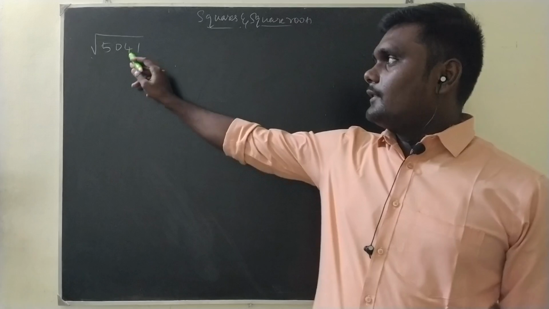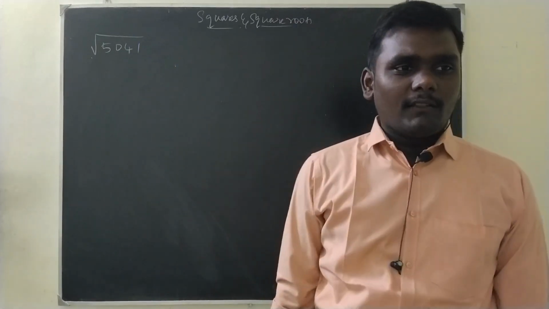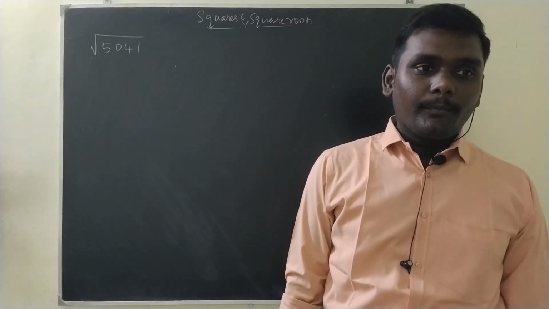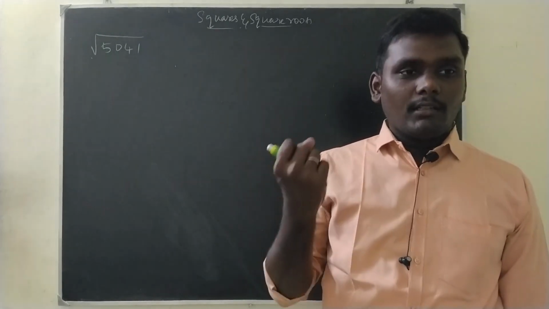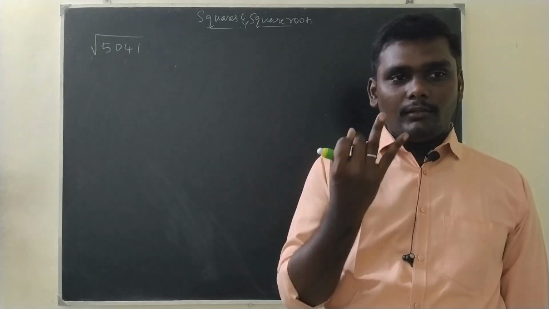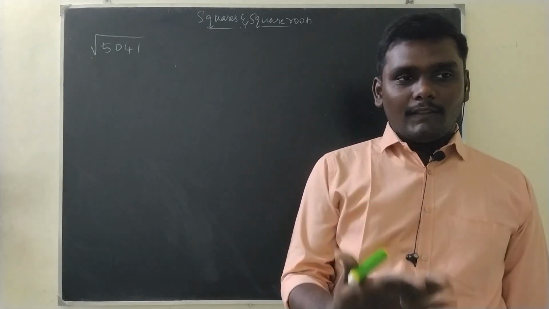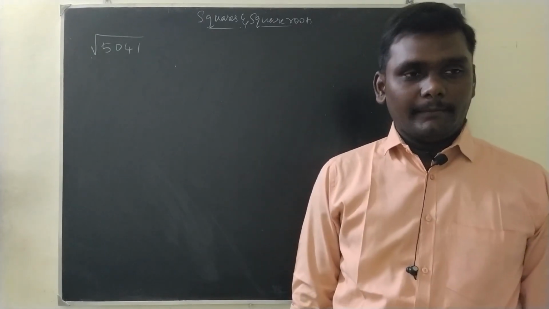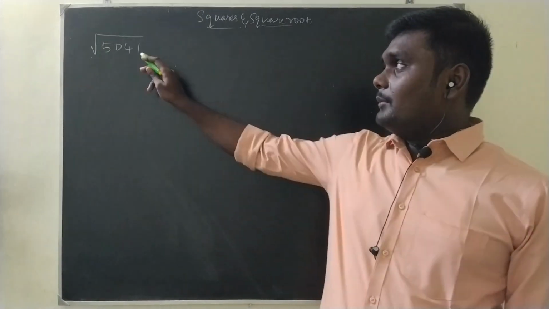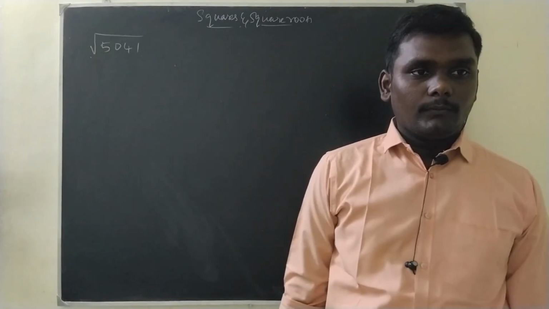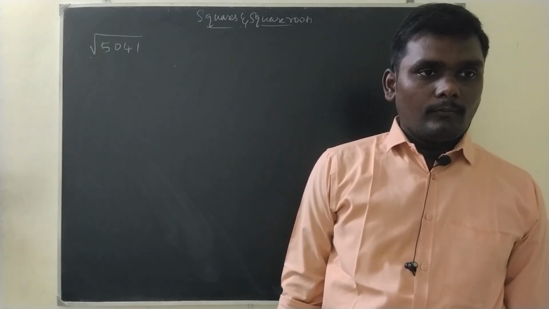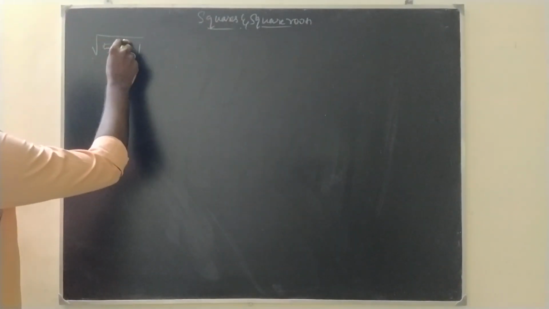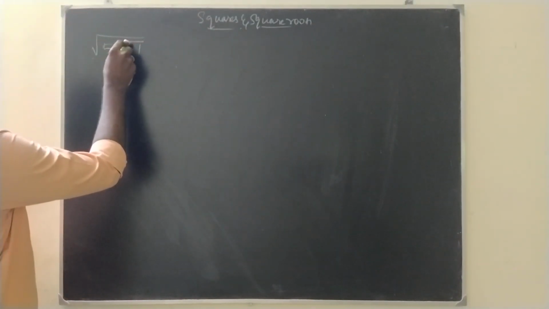Okay, good. Now take this number, whether it is a perfect square or not, you just check once. How will you check? The number is ending with a unit digit that is either 0, 1, 4, 5, 6 or 9. Now this number ends with what? 1. Okay. You just split the number as the last 2 digits.